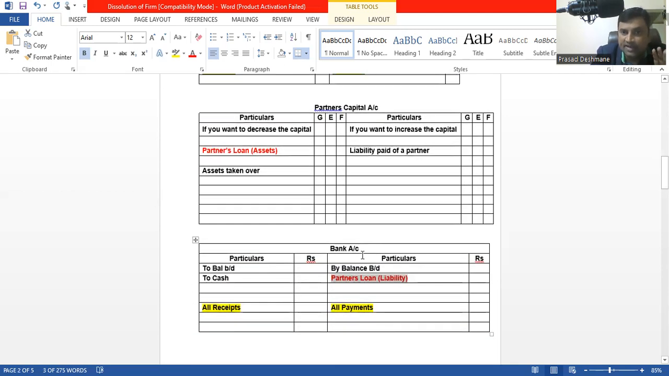Okay. Now, third one is the bank account. Bank account rule is what? Simple. It's a real account rule. Debit what comes in, credit what goes out. What is coming in, what is going out. If it is coming in, left hand side. If it is going out, right hand side. Debit what comes in, credit what goes out. That's why I mentioned in the highlighted, see yellow highlighted, all receipts on the debit side and all payments on the credit side. Money is coming in, debit, money is going out, credit.